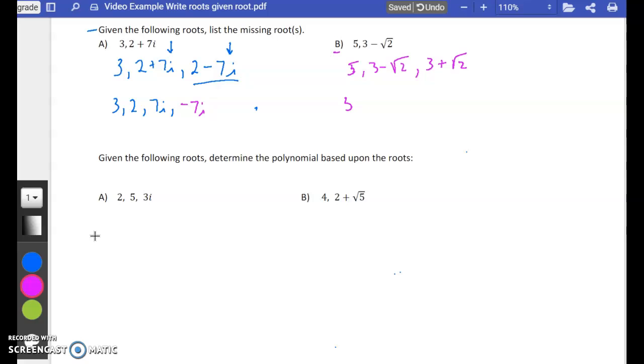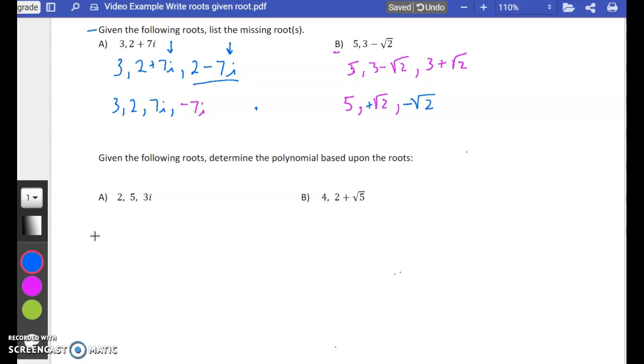One more time as a different example, if we'd have 5 and root 2, then our other missing root would be negative root 2. We will always have a positive and a negative radical. Look at the next section.